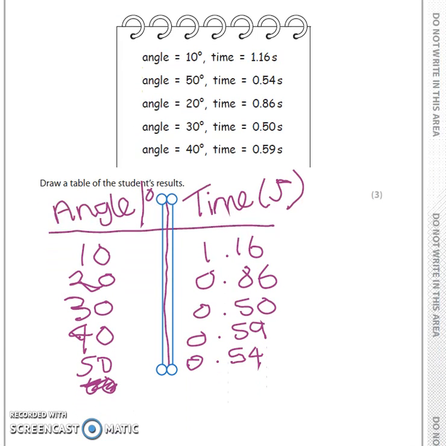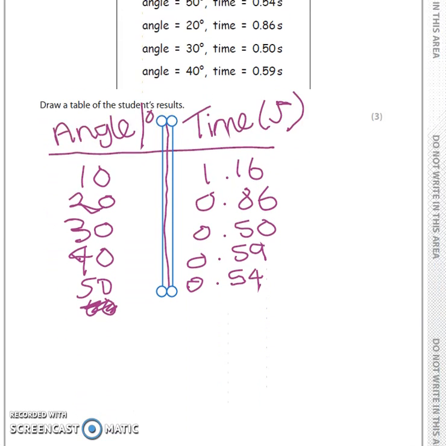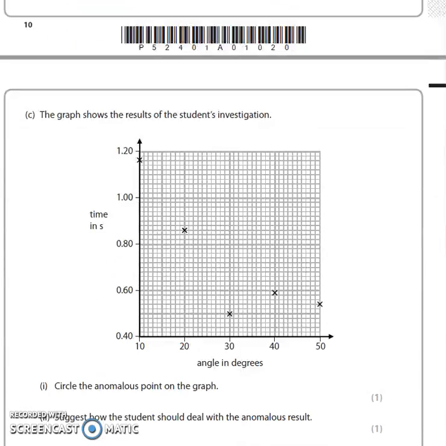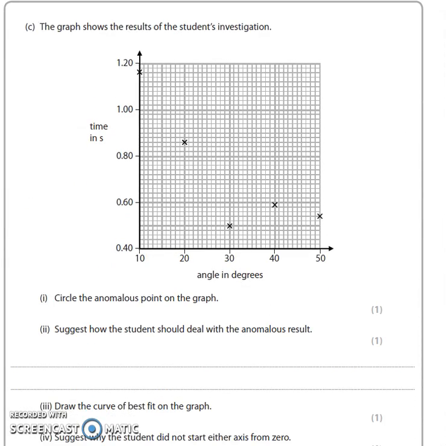Okay. The next part of the question involves a graph. So, question C. The graph shows the results of the student's investigation. Circle the anomalous point on the graph. An anomalous point is a point that does not fit the pattern of the other data. And it's quite clear that that one is just there.